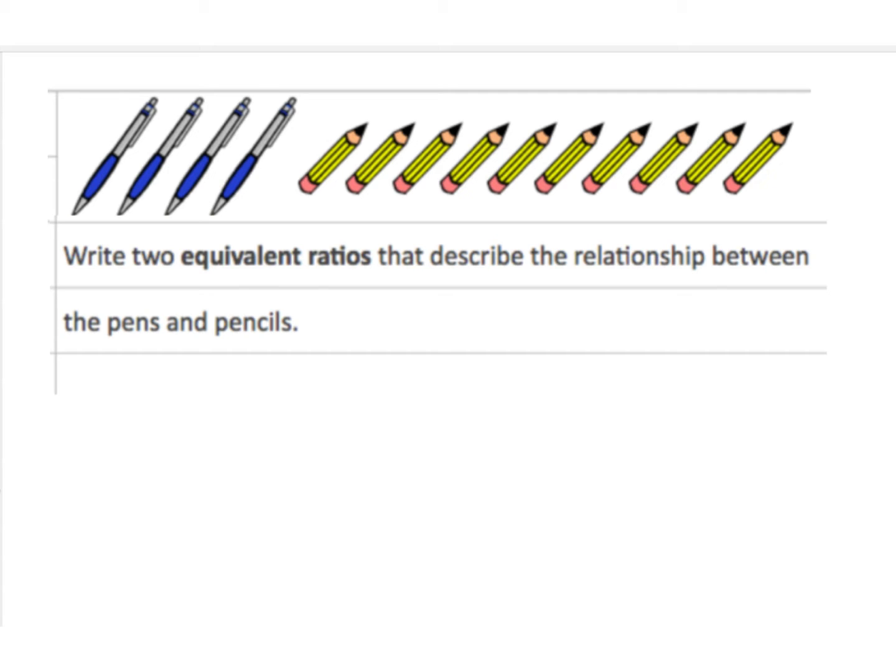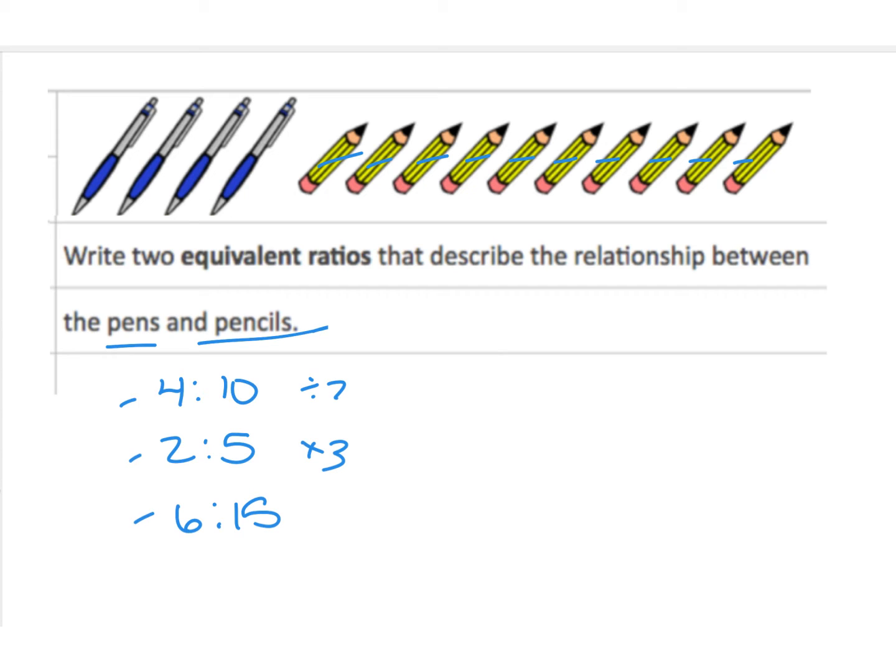Write two equivalent ratios that describe the relationship between pens and pencils. Well, I have 4 pens, and I have 1, 2, 3, 4, 5, 6, 7, 8, 9, 10 pencils. So there's 1. I can divide this by 2. That would give me 2 to 5. I could multiply it by 3, which would give me 6 to 15. So I, in fact, have 1, 2, 3 equivalent ratios. You technically only needed 1.